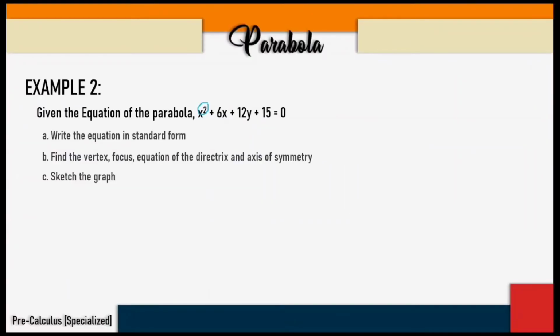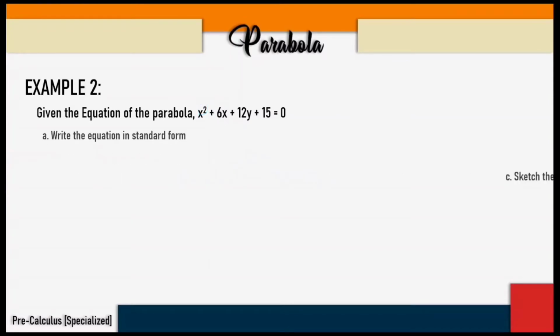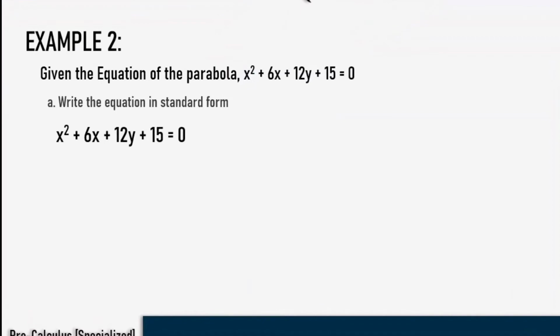Let's proceed in finding the standard equation. We will use the completing the square method here. Okay? First, rewrite the given equation that is x squared plus 6x plus 12y plus 15 is equal to 0. Second, isolate natin dito sa left side lahat ng may variable na x.